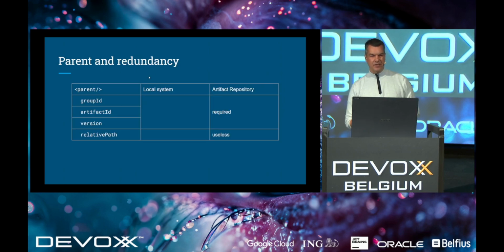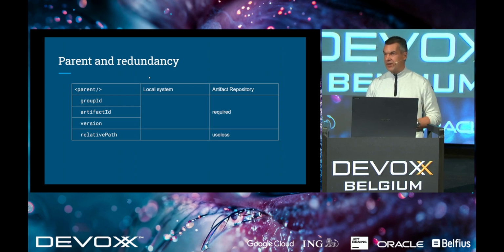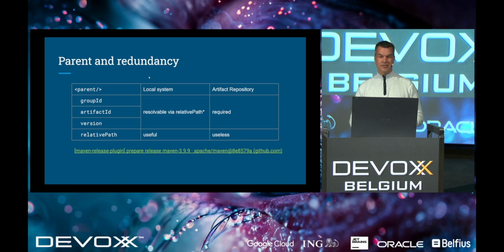So if we talk about this parent and redundancy, once the POM file is uploaded to an artifact repository, of course, it has to know the group ID, artifact ID, and the version. But the relative path is not useful anymore. It's actually useless because you won't find the parent in that location. Absolutely not. The relative path on your local system is very useful because based on that, it can detect the group ID, artifact ID, and the version.